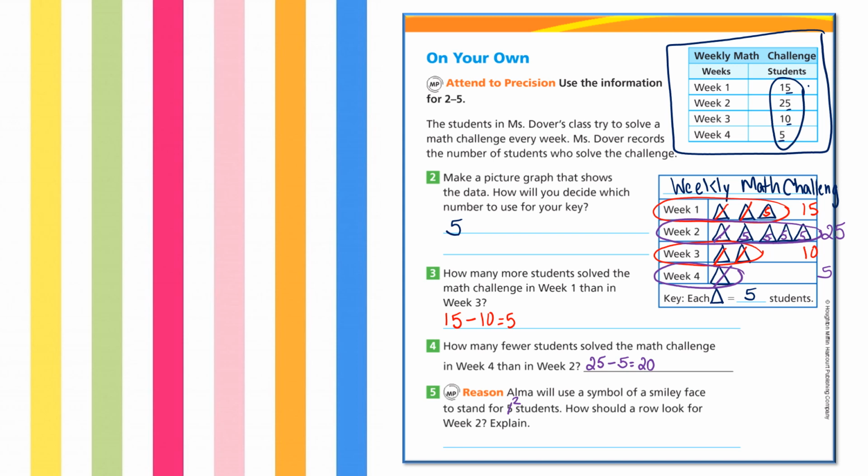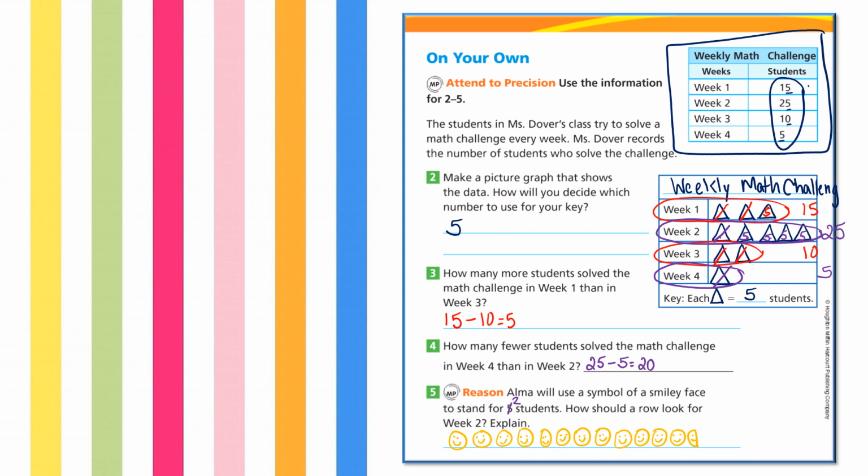So each smiley face equals two students. So 2, 4, 6, 8, 10, 12, 14, 16, 18, 20, 22, 24. I can't add another smiley face or else I get 26. So what can I do? There's that half again, right? So we're going to go ahead and add a half of a smiley face. So that would be 25.